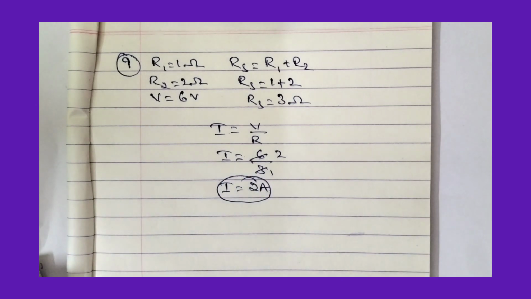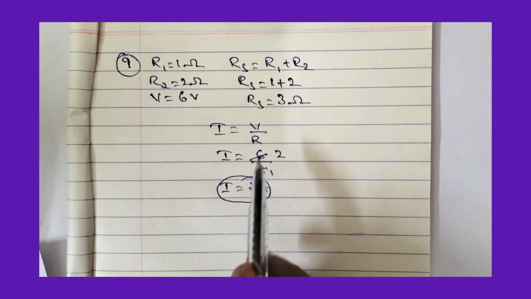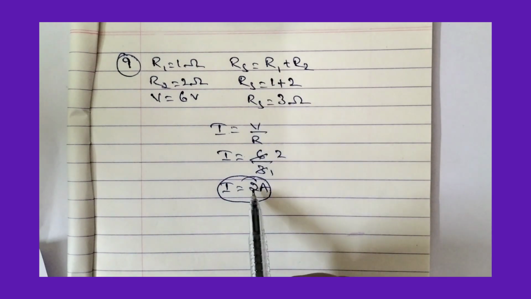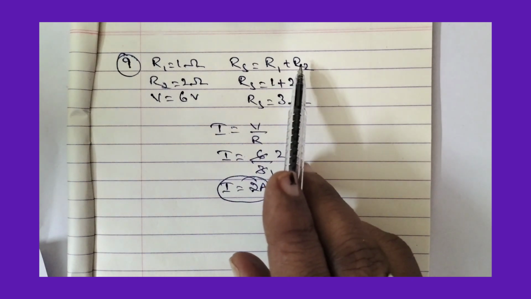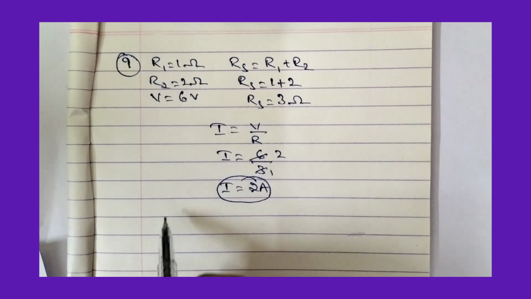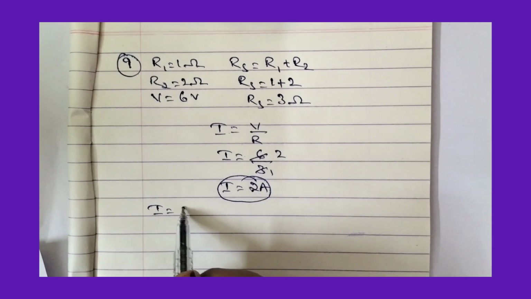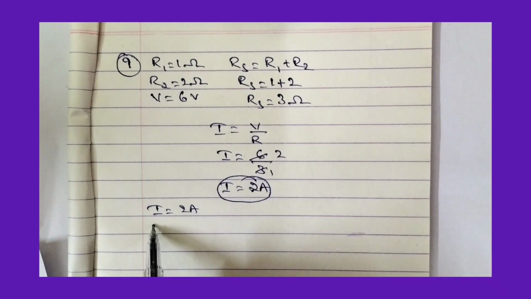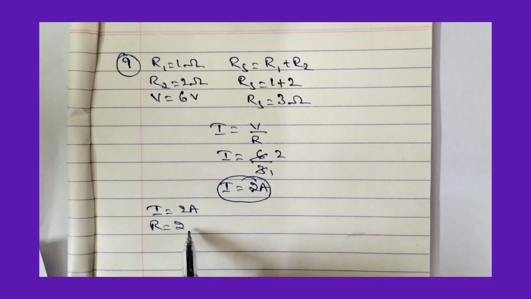Now we have to calculate the power that is used in the 2 ohm resistor. We know that current will be same. At R1 if you measure the current it will be 2 ampere. If you measure at R2 it is also 2 ampere. Therefore I is equal to 2 ampere. Then they have given resistance is equal to 2 ohm.